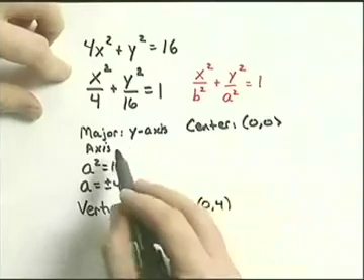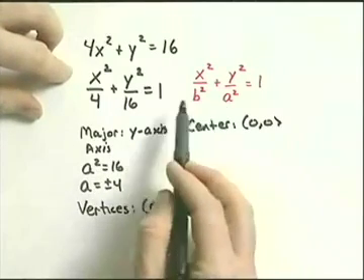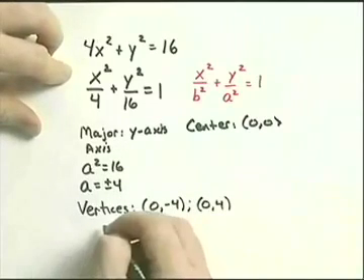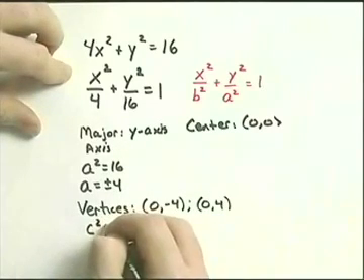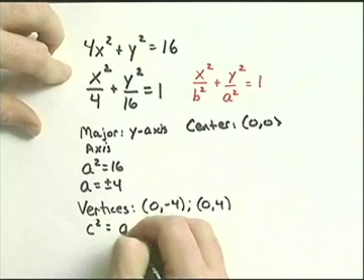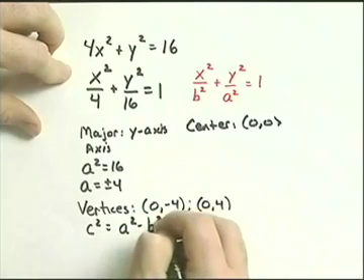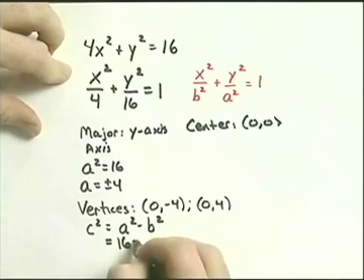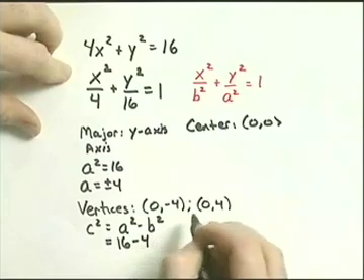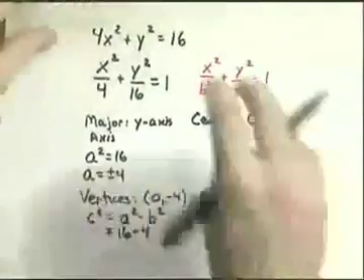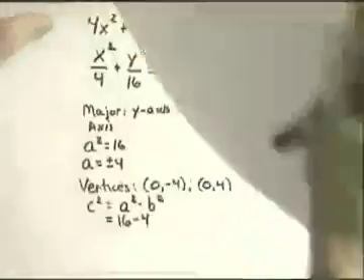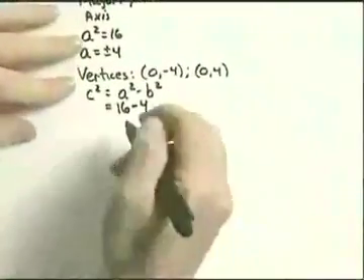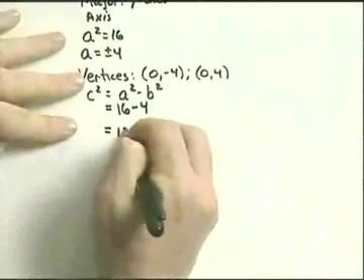I now will use the fact that a squared is 16 and b squared is 4 to find the value of c. c squared is equal to a squared minus b squared. So that gives me that c squared is equal to 16 minus 4. So c squared is equal to 12. Let me slide this paper up so I don't go off the screen on you. So we have that c squared is equal to 12.